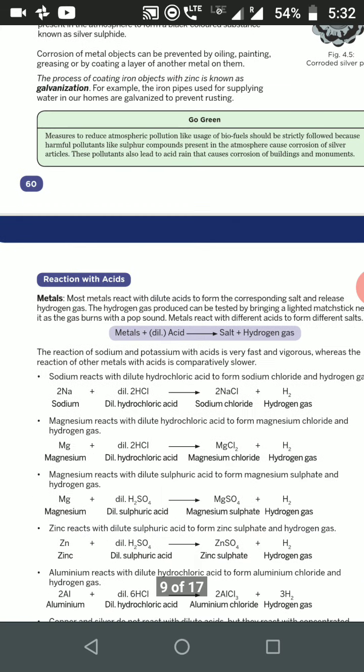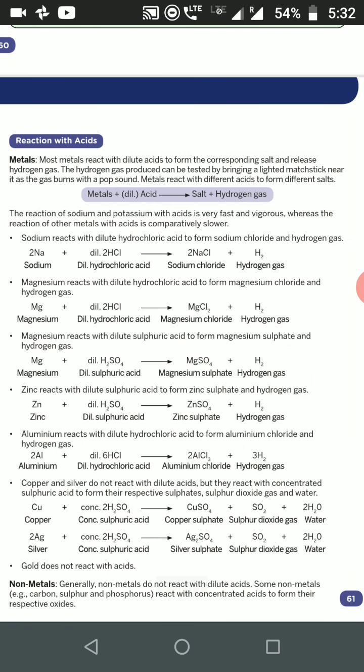Next, reaction of acids. When metals react with the acids, they form salt and hydrogen gas. When sodium is made to react with HCl, it forms sodium chloride and hydrogen gas. Similarly, when magnesium reacts with the HCl, it forms magnesium chloride and hydrogen gas. HCl is hydrochloric acid. So this is a displacement reaction. One metal displaces the other metal.